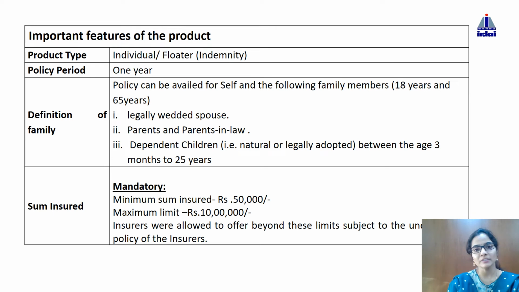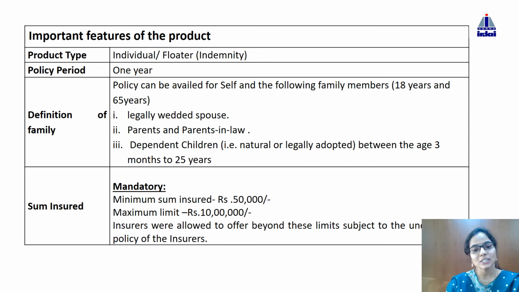Coming to the important features of the product, Arogya Sanjeevani policy can be availed both on individual and floater sum insured basis. The policy coverage is available for a period of 1 year under the policy. It can be availed by self covering the following family members: spouse, parents, parents-in-law, dependent children between the ages 3 months to 25 years can be covered under the policy.